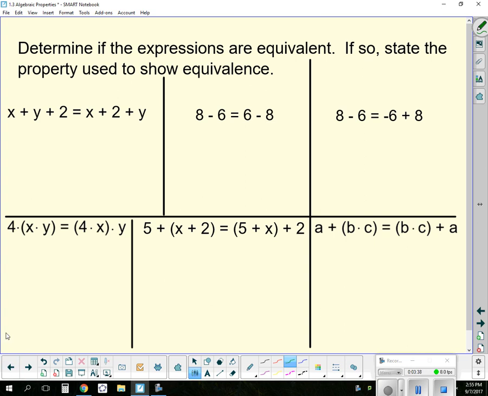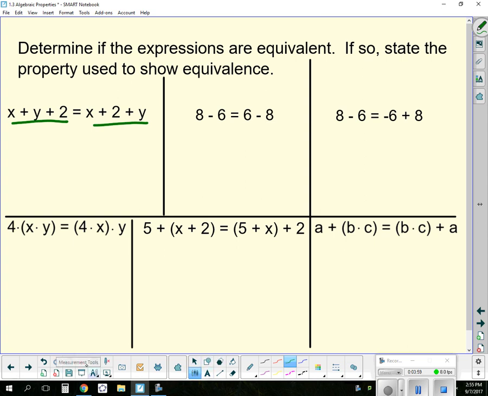Okay, we've got some different expressions. Actually, we have equations, but we're looking at them as two separate expressions. This expression and then this expression. We want to see, first of all, are they actually equivalent? Are they equal to one another? And if so, we want to state the property that is showing that they are equal.